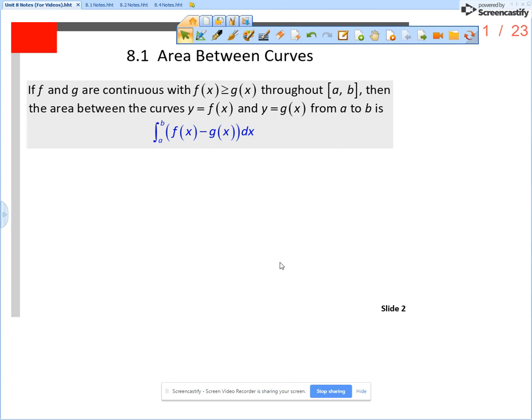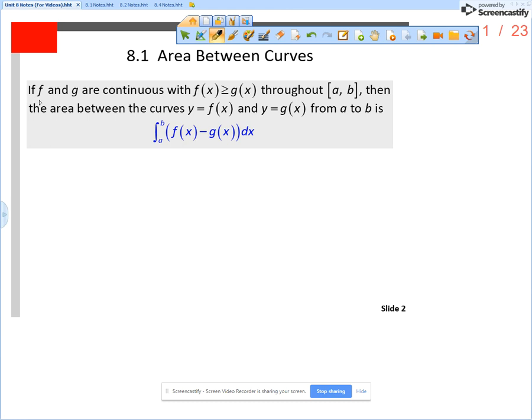All right, so for Unit 8, we are talking about area in section 8.1, and then in 8.2, we'll be talking about volume, and in 8.3, we'll be talking about volume, and then in 8.4, we'll be talking about something called work. All right, but for section 8.1, area between two curves.